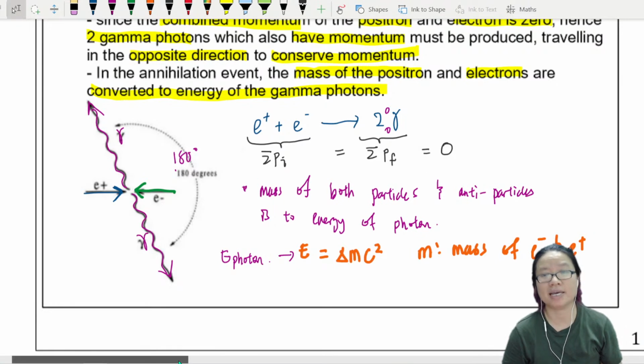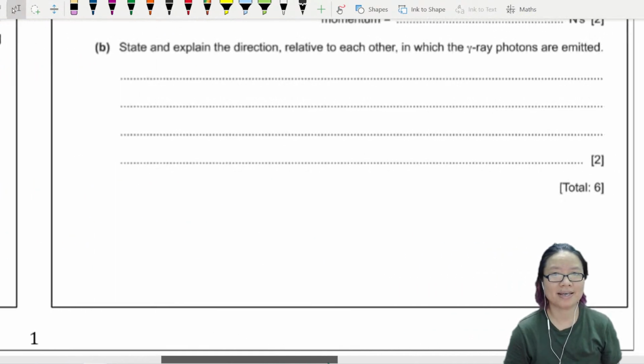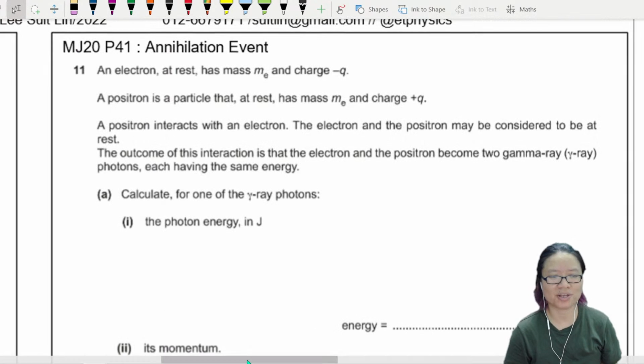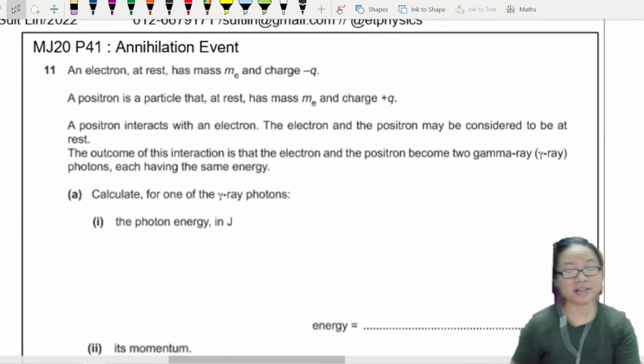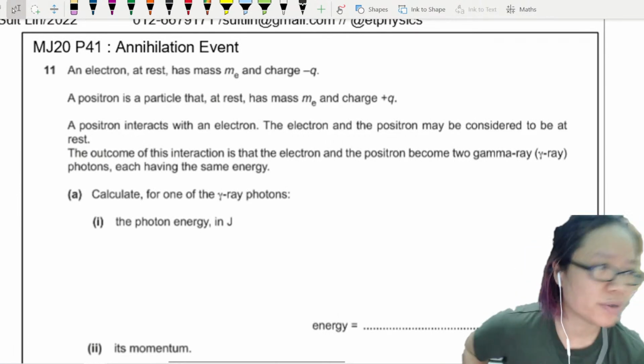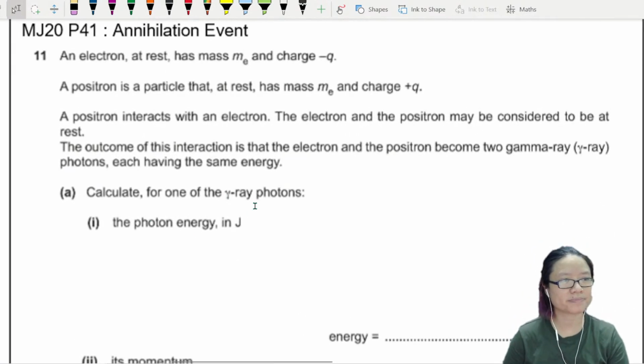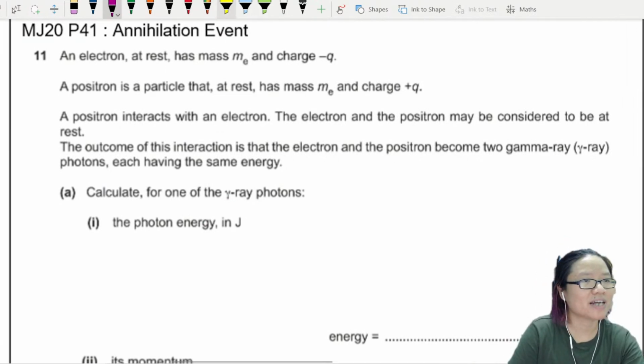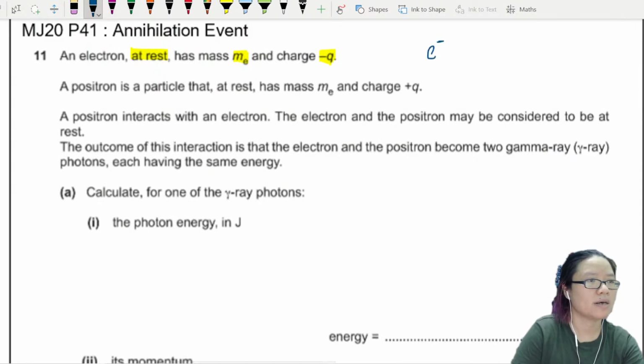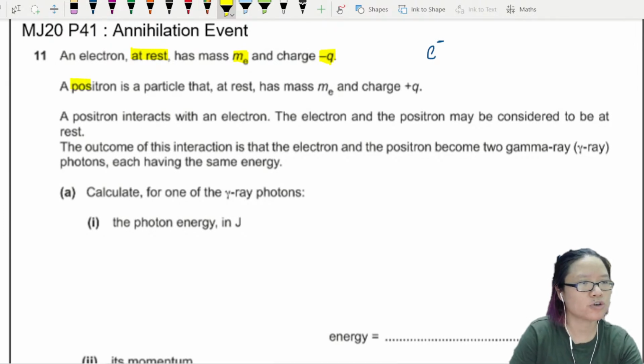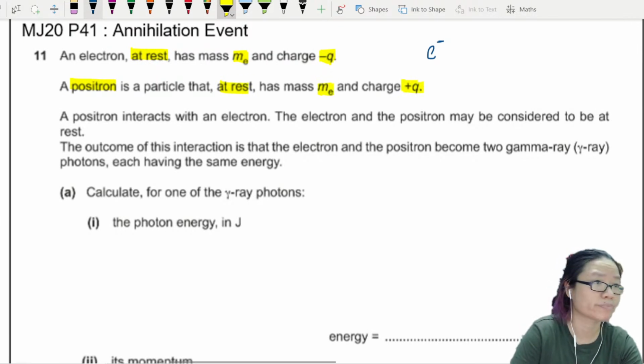Now, strangely, CAIE has actually asked this question in a past year before. Let us look at the question. This one is from May-June 20, paper 4.1, where they focus on the annihilation event. Let's read the question together. No context, but we read. An electron at rest has a mass of ME and a charge of negative Q. So we have an electron. And it says here that a positron is a particle at rest, has a mass of ME and a charge of positive Q.